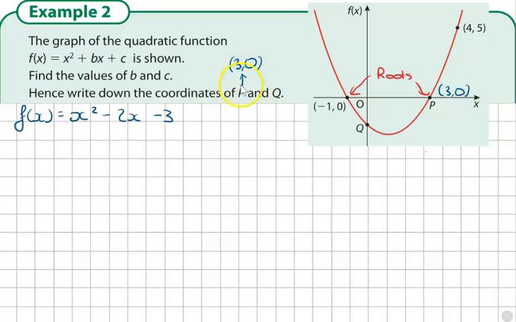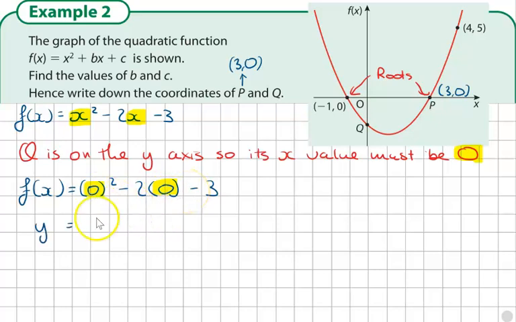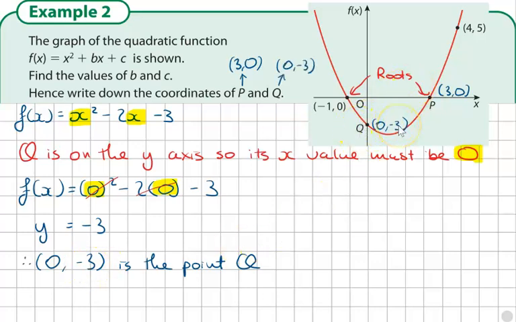So we know now that P is 3, 0 because the other point was minus 1, 0. So P must be 3, 0. Now we want to find Q. So Q is on the y-axis, so its x value must be 0. So we're going to replace each of those x's from a function with brackets and put 0 into the brackets. So y is equal to minus 3. So that point Q must be 0, comma, minus 3.